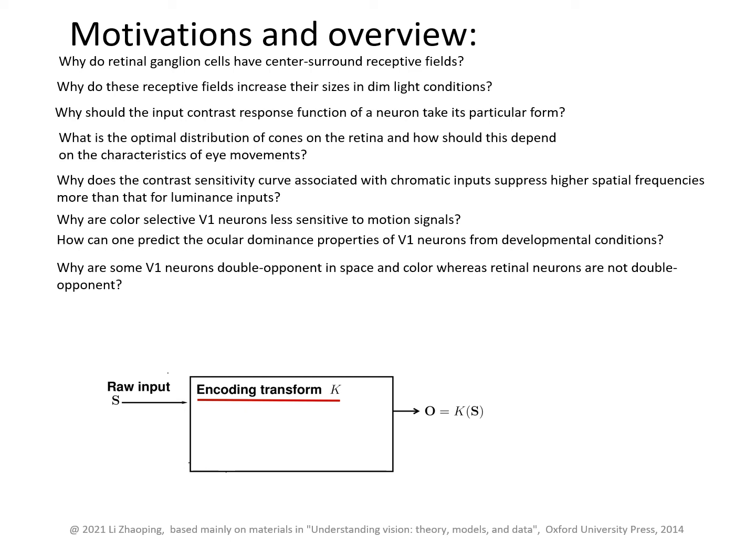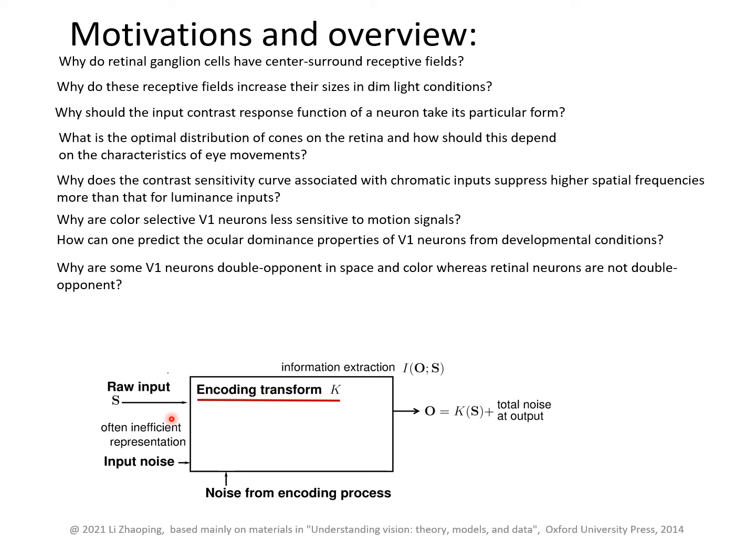Let me describe a general gist of this approach. The raw input S is often represented inefficiently and contains input noise. The encoding step introduces additional noise, leading to the total noise at the output. One can quantify how much information the output O contains about input S, and this information amount is denoted as I(O;S). The encoding is constrained by limited resources.